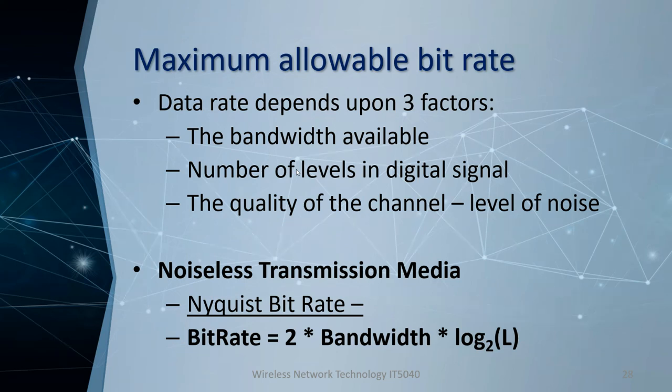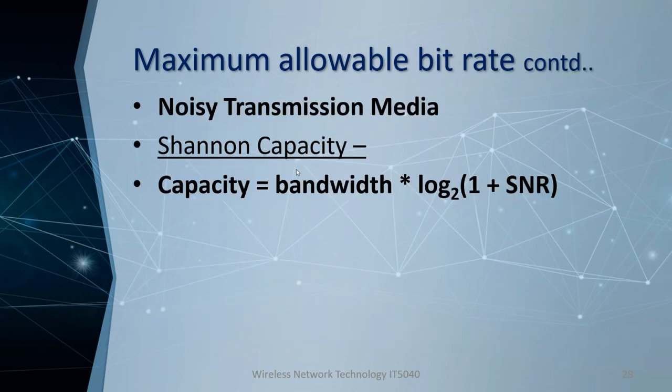And when finding the maximum allowable bit rate, it depends on three factors: the bandwidth available, the number of levels in the digital signal, and the quality of the channel. It means the level of noise. When we are talking about noiseless transmission media, we can use the Nyquist bit rate to find the maximum allowable bit rate. And when we are talking about noisy transmission media, we can use the Shannon capacity equation to find the maximum allowable bit rate.